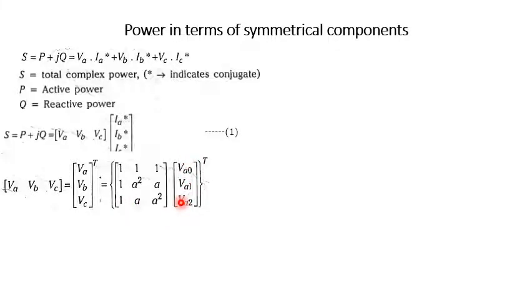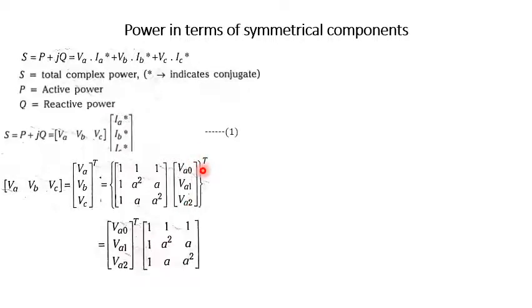So if you want to calculate the line currents and line voltages by using the phase sequence components, we already know that the equation VABC can be written as the matrix [1 1 1; 1 a² a; 1 a a²] multiplied by [VA0 VA1 VA2]. So here it is the transpose of the matrix. This can be written as [VA0 VA1 VA2], just rearranging these terms onto the right hand side.